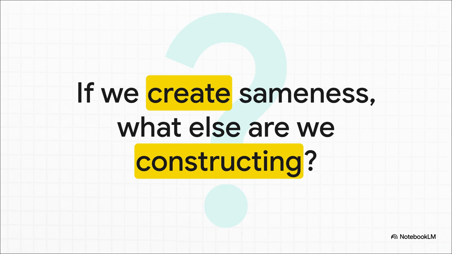So, I'll leave you with a final question to chew on. We've just seen that something as basic as sameness isn't something we find, it's something we make. And if that's true, it really makes you wonder, right? What other fundamental parts of our reality are we not just observing, but actively constructing every single day without even realizing it?